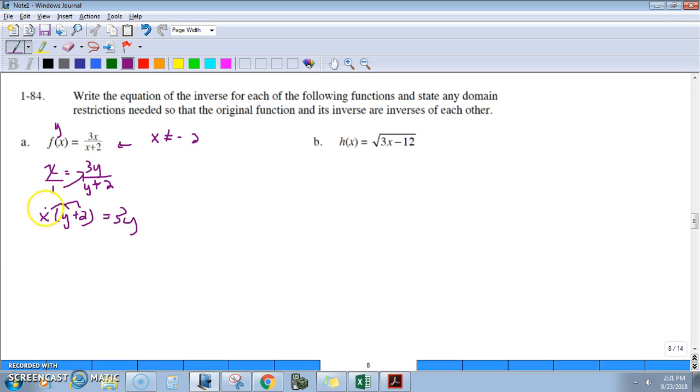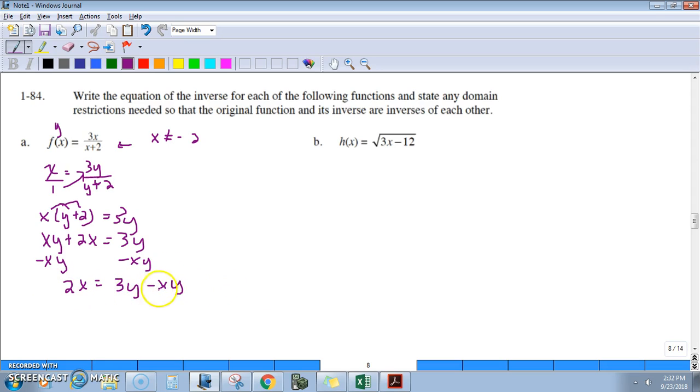I'm going to distribute my x, xy plus 2x is equal to 3y, and I'm solving for y. I need to get y by itself. I haven't done anything to this side because it was just distribution on the other side. If I am solving for y, I would like to have all my y's on the same side. So why don't I subtract xy from both sides? And I'm going to get 2x is equal to 3y minus xy.